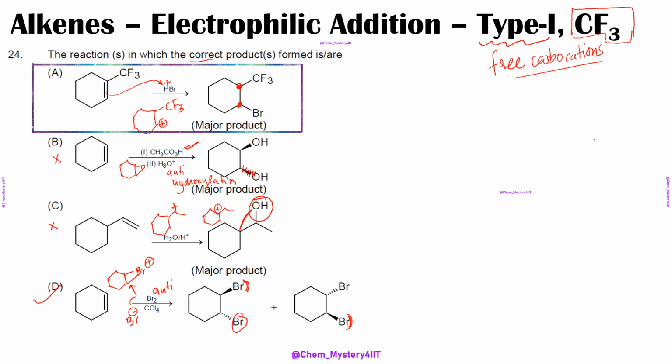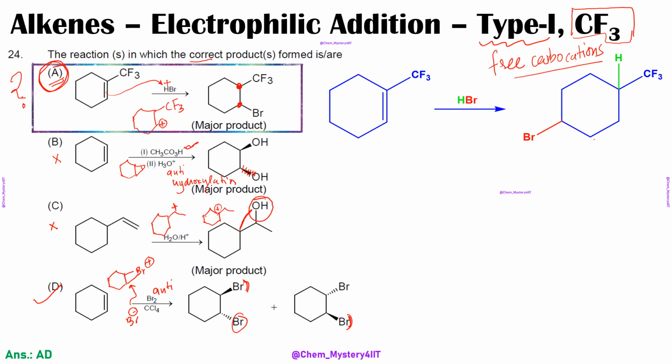Now, the answer to this question, as given by the key, was A and D. There is no problem in D at all. There is no problem in B and C, but there is something which is wrong in A. A is not expected to be the major product. Why are we saying so? Although A was given as the answer in the answer key, actually it should not be the answer. Here is the rationale behind that. So what we expect is this one should have been the major product.